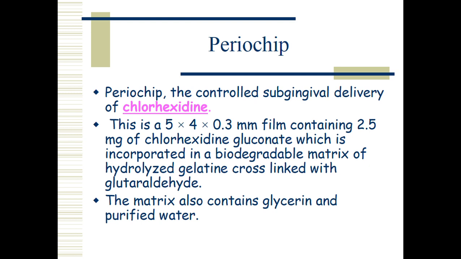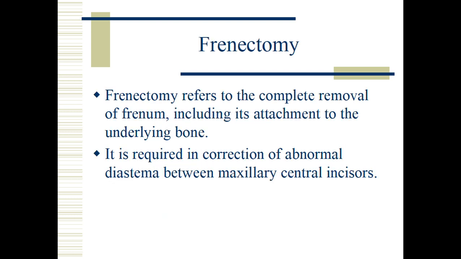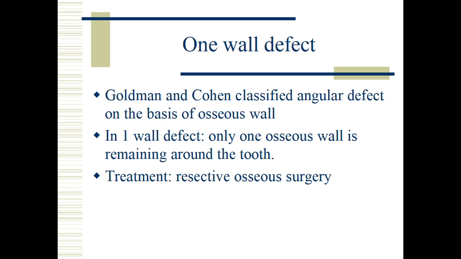PerioChip. The controlled subgingival delivery of chlorhexidine. This is a 5 x 4 x 0.3 mm film containing 2.5 mg of chlorhexidine gluconate, which is incorporated in a biodegradable matrix of hydrolyzed gelatin cross-linked with glutaraldehyde. The matrix also contains glycerine and purified water. Frenectomy. Frenectomy refers to complete removal of the frenum, including its attachment to the underlying bone. It is required in correction of abnormal diastema between maxillary central incisors.